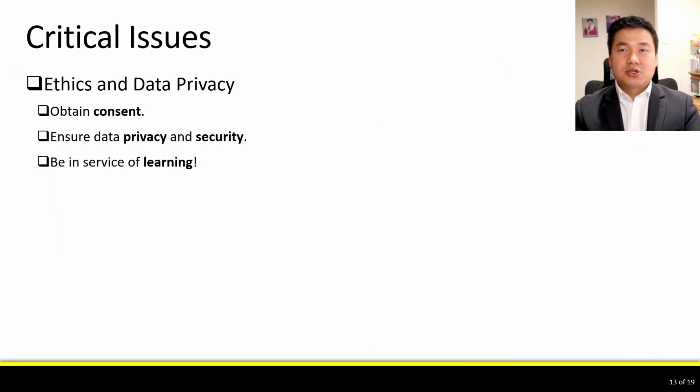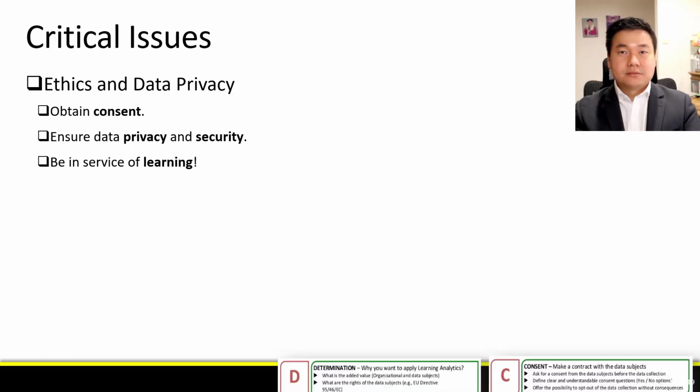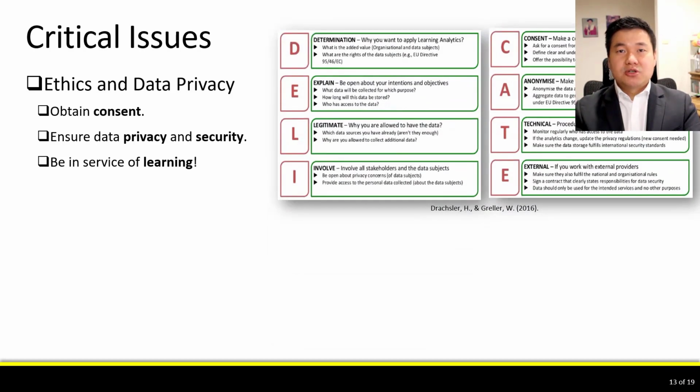Here are some critical issues that you need to pay attention to when analyzing educational data. The first and foremost is ethics and data privacy. You need to obtain consent from data subjects, ensure data privacy and security, and your learning analytics applications need to be in service of learning, meaning that learning analytics cannot hinder or cause any negative impact on student progression in any way. We also have a checklist of things that you need to look out for when it comes to the ethical use of educational data.